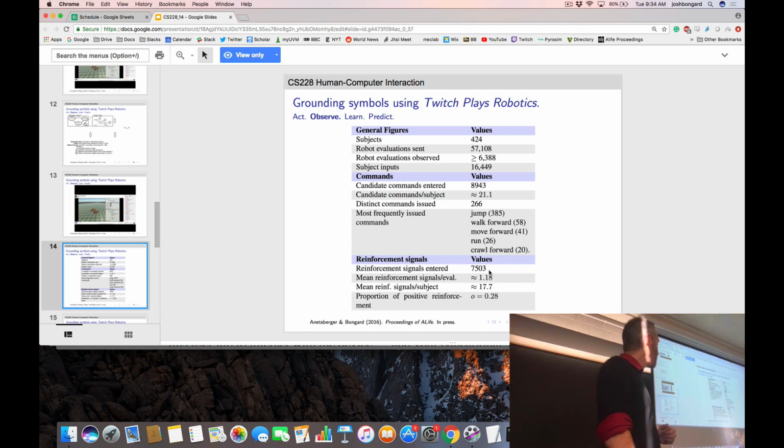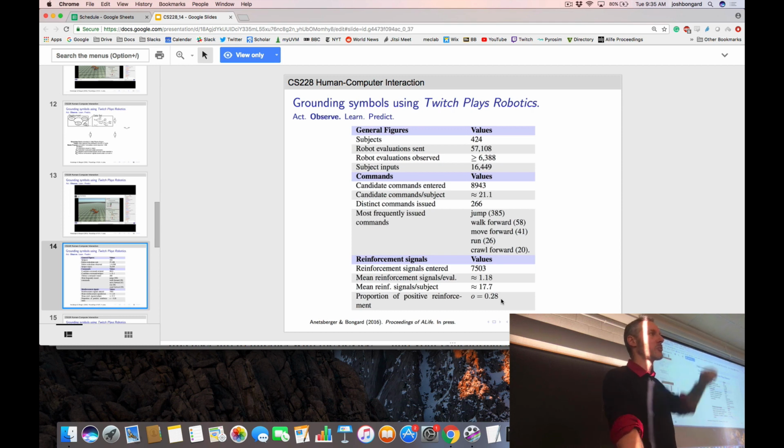We got 7,500 thumbs up and thumbs down in total. We won't worry about the statistics here. We'll just focus on this last one here, which is O. This is the proportion of positive reinforcement. So 0 would have been all of those 7,500 were no votes. If we had gotten O of 1, that would have been all yes votes. We got 0.28, which means 28% of the reinforcements were positive, and the rest, the 72%, were no votes.